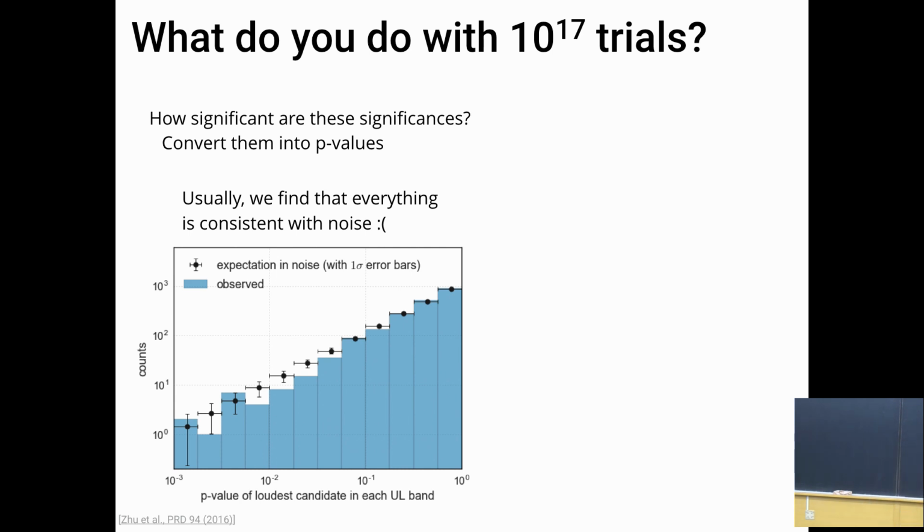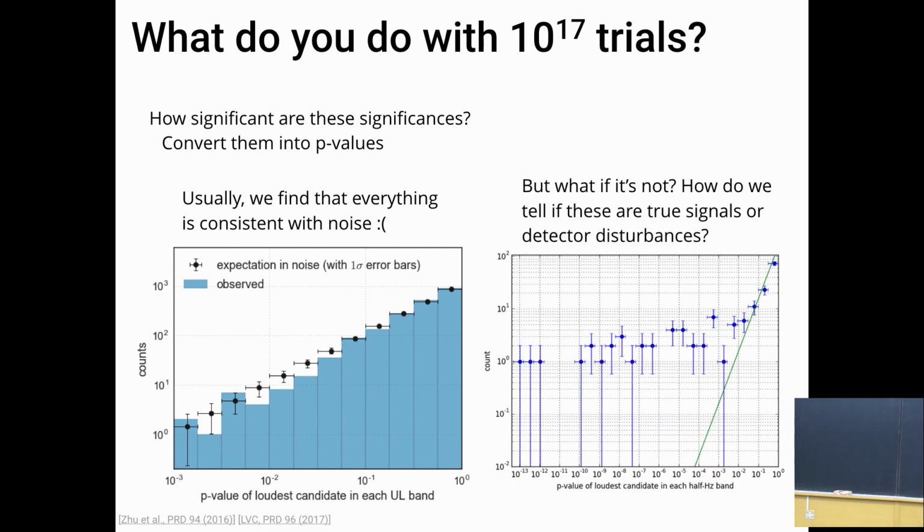And usually this is what happens. Sometimes this is what happens. So these are two different searches. The one on the right is an all-sky search in Advanced LIGO data, and the one on the left is a directed search in initial LIGO data. Initial LIGO was running for a while, so by this point we kind of knew the detector really well. Advanced LIGO had a lot of new upgrades, but also a lot of new detector disturbances.